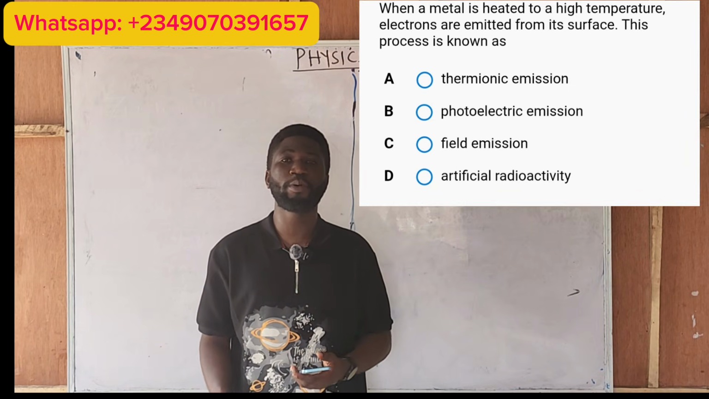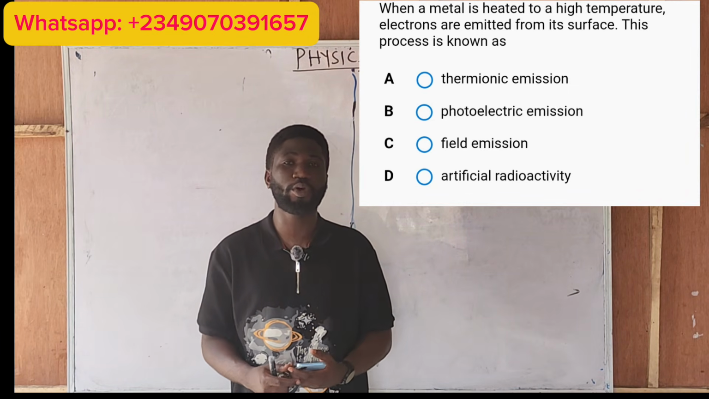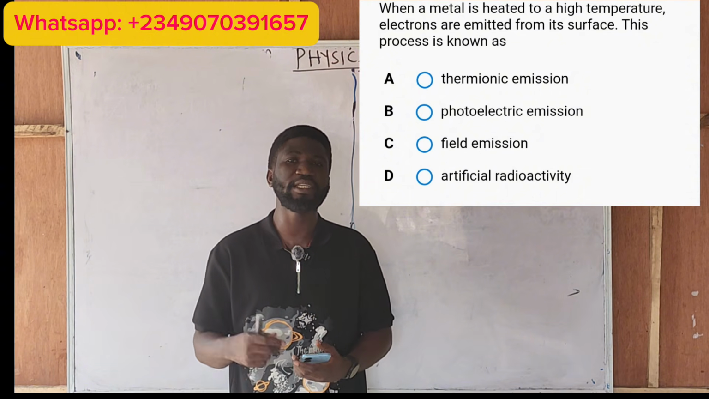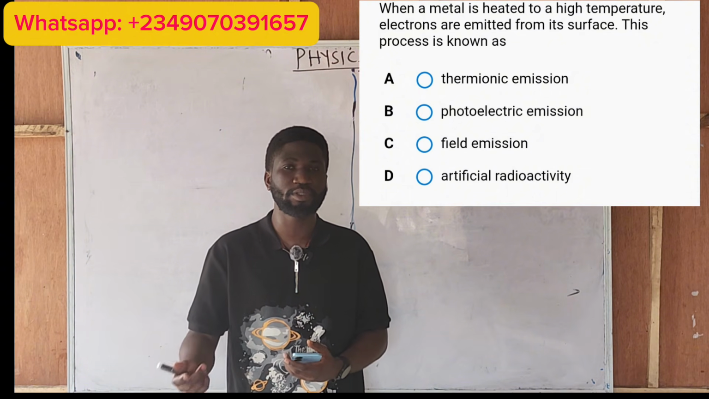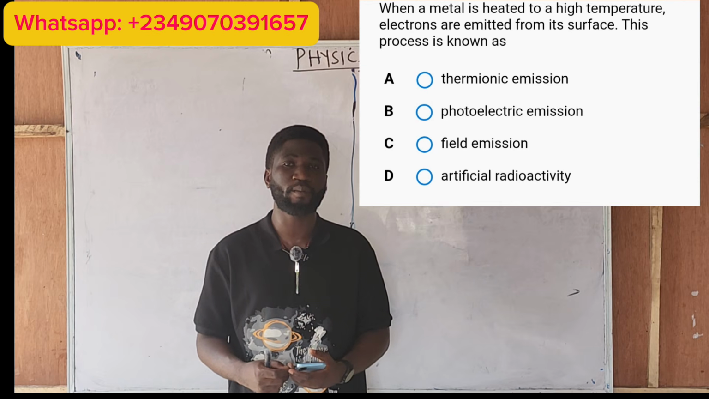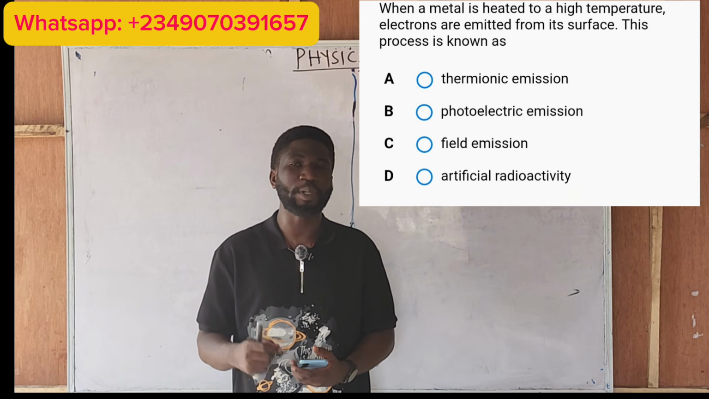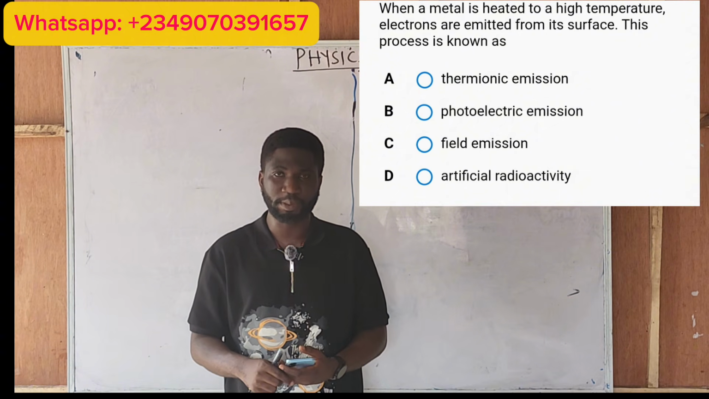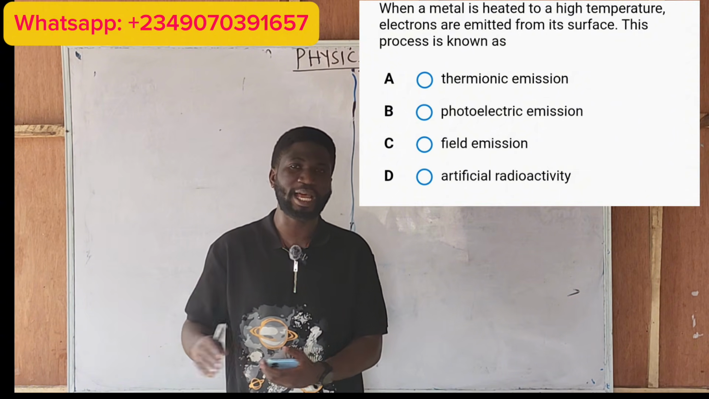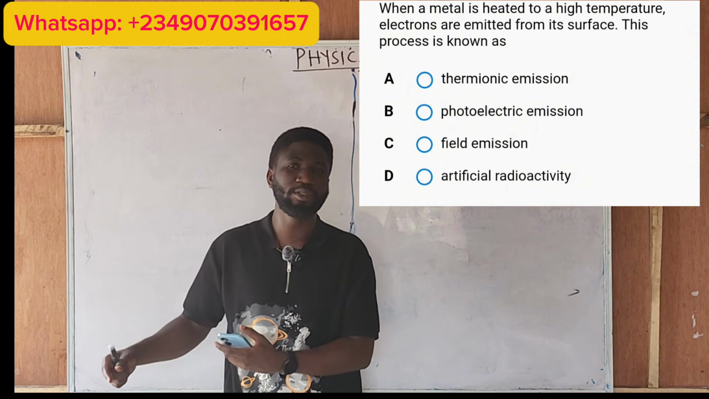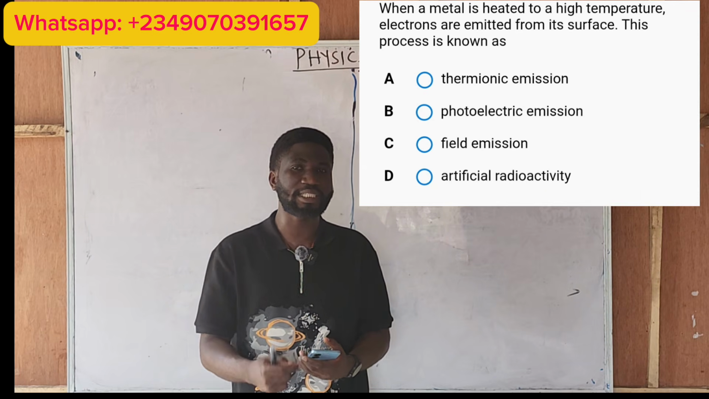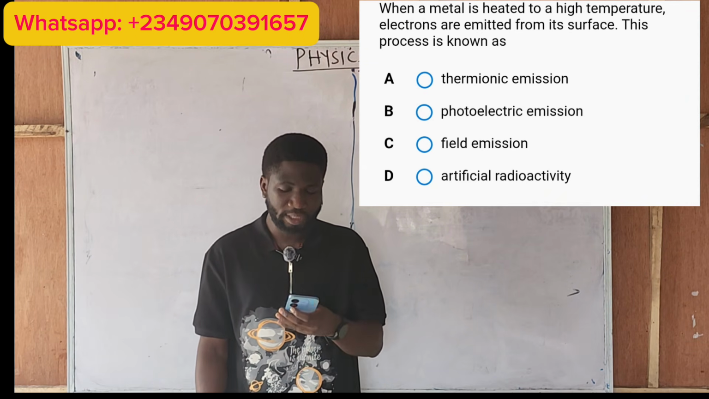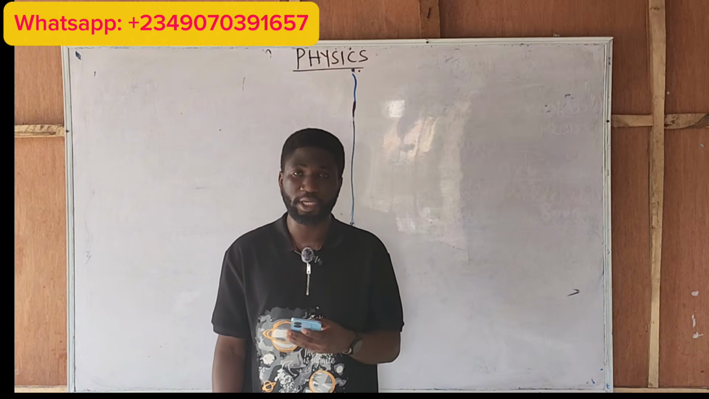So you also need to know what we call the photoelectric emission. Some will call it the photoelectric effect. So it is known to be the release or the ejection of electrons from the surface of a metal when light of a certain frequency is illuminated on the surface of the metal. So when it has to do with light, we call it the photoelectric emission, but when it has to do with heat, we call it the thermionic emission. So for this, the right answer there is option A.